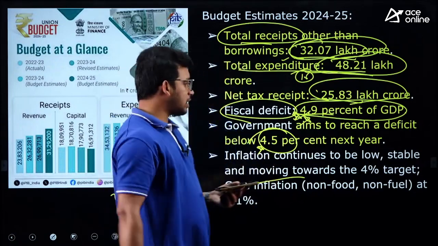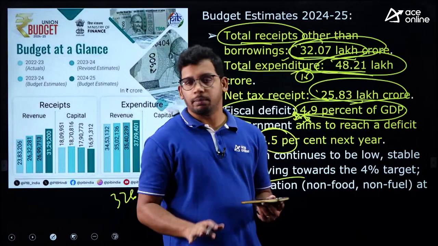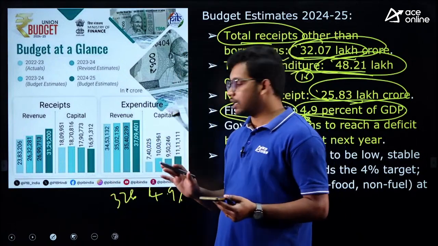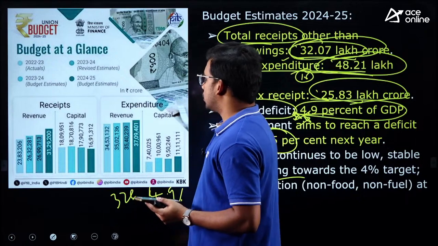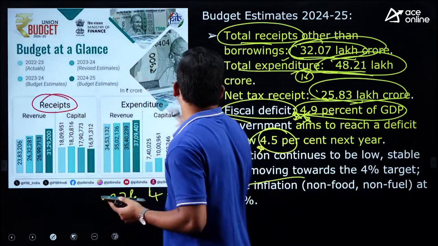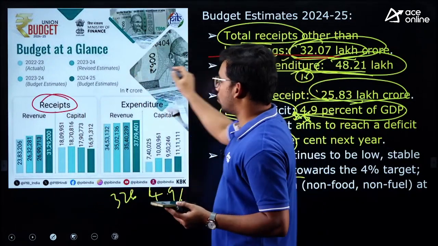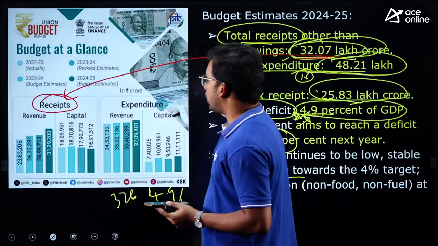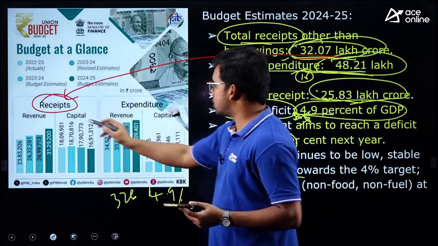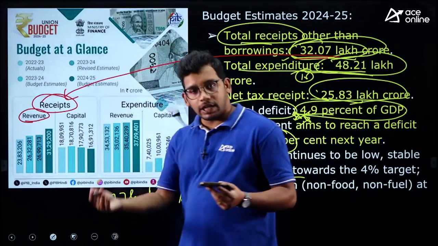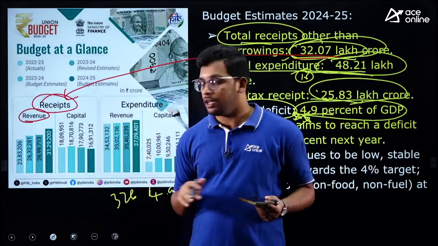So this government is aiming at the correct targeted level. So you can see the summary here. The total receipts of government is 32 lakh crore, right. Receipts means revenue, one-time money.